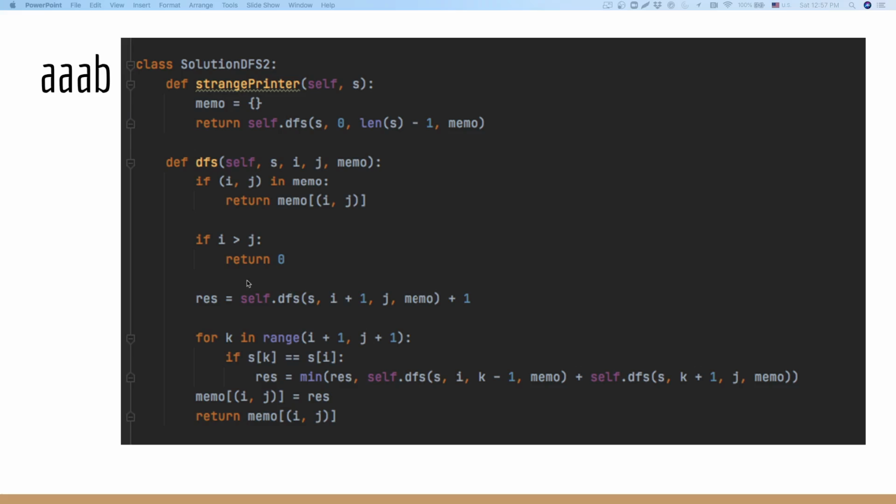Okay, so why do we initialize this as the worst case? Why not just use an infinite number? The reason is that if all of the characters are distinct, A, B, C, D, we will never find a k equal to I. None of them will ever be equal. We will never even go into the recursive function, and the result will be infinite. So that's why we initialize this as the worst case, hoping that we can pick a k that optimizes it. That's how we solve it.